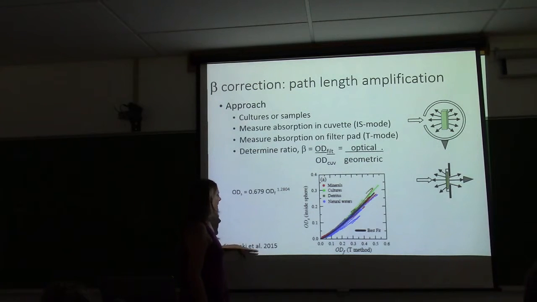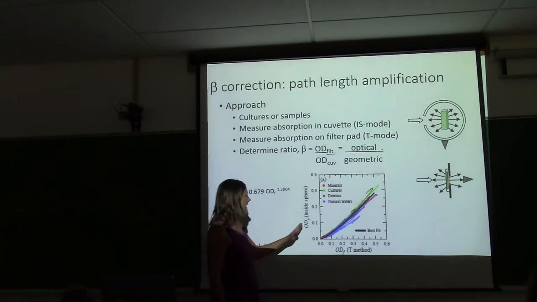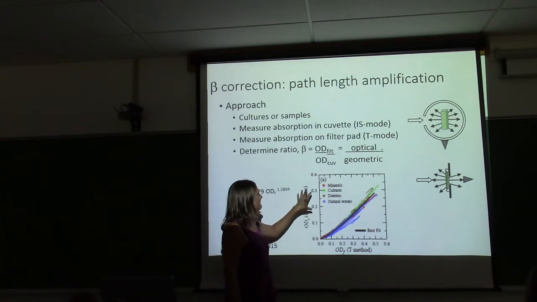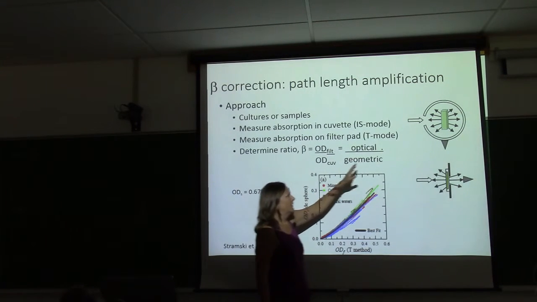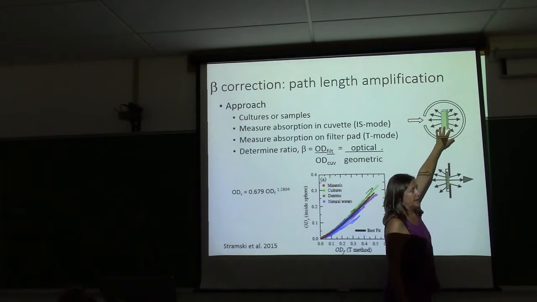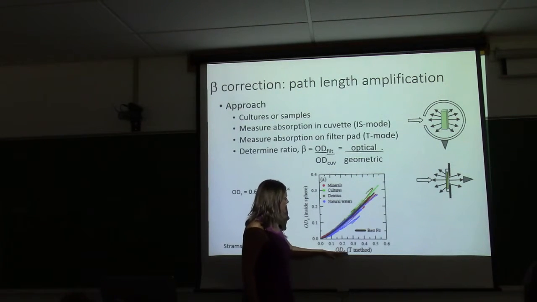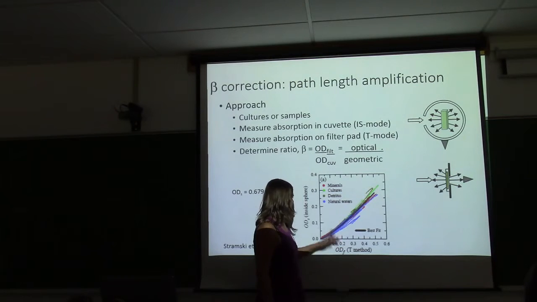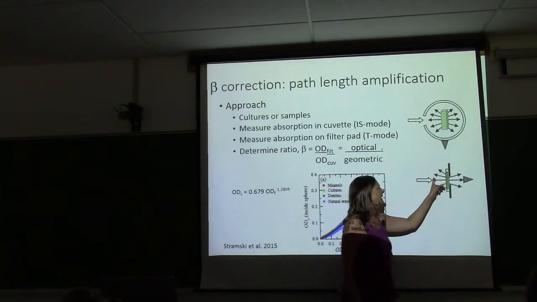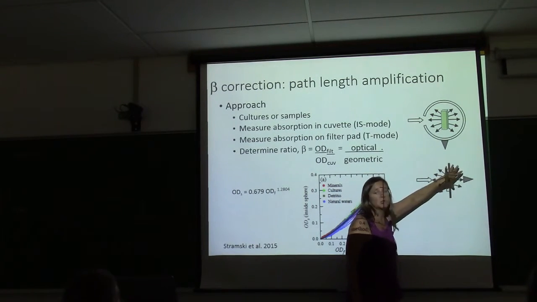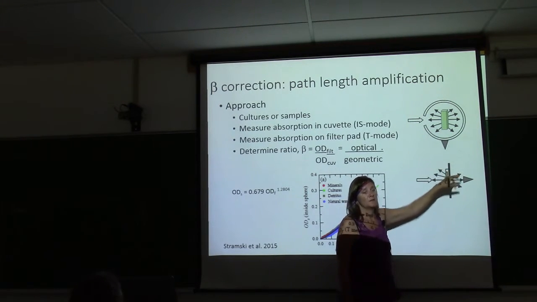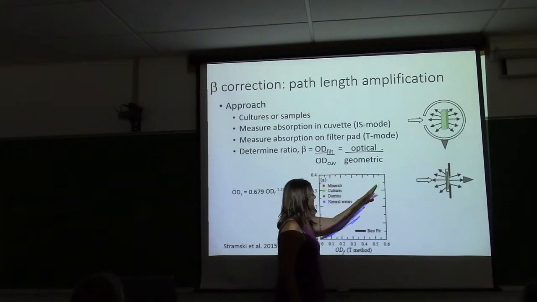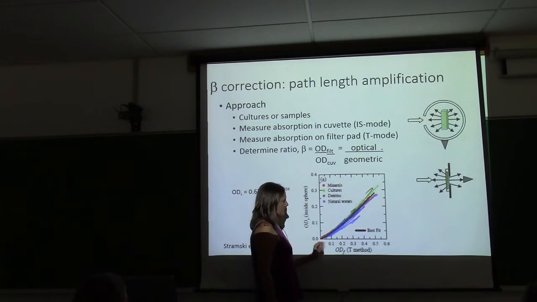So this is from a paper that is in press from Dario Stramski's lab, where he looked at the absorption measured on suspensions of different minerals, cultures, detritus, natural waters, measured in the near absence of scattering, versus the absorption or optical density absorbance measured on a filter pad in transmission mode, which is what most spectrophotometers are set up to do. And historically, all of the measurements of absorption were measured this way. And you can see that this is the relationship here. And this is a linear scale.